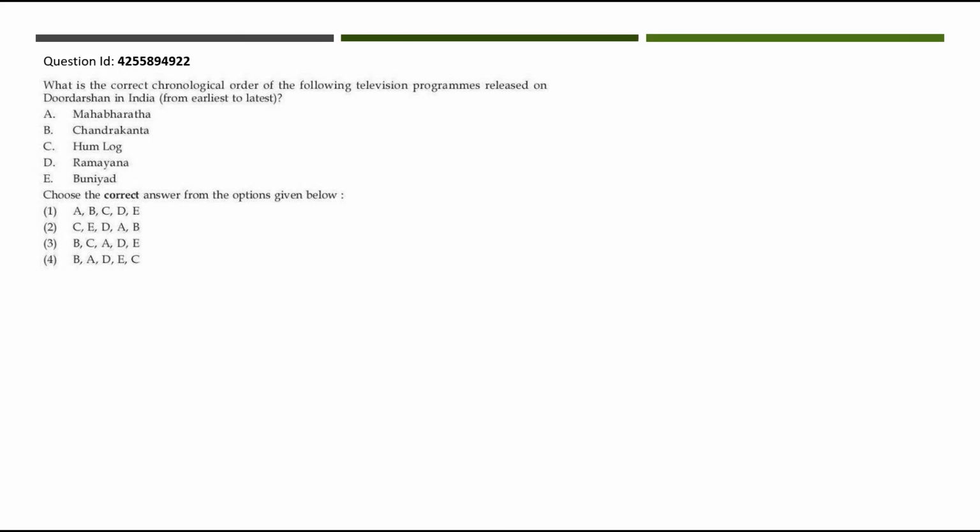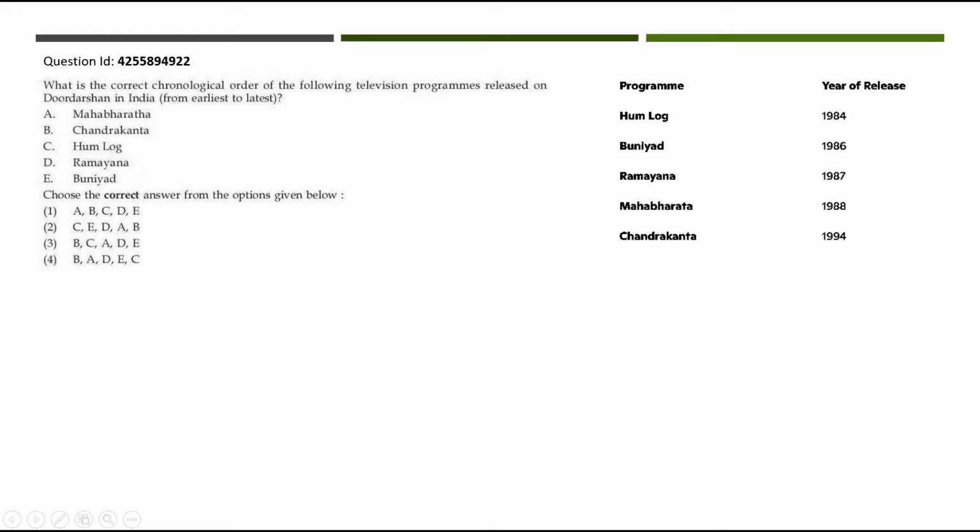Next question, what is the correct chronological order of the following television programs released on Doordarshan in India? From earliest to latest they have asked. So this is the list of program and the year of release. Mahabharata is A, Chandrakanta is B, Hum Log is C, Ramayana is D, Bunyad is E. So here the years are given. Hum Log is 1984, Bunyad is 1986, Ramayana is 1987, Mahabharata is 1988 and Chandrakanta is 1994. The order will be C, E, D, A, B. Option number 2 will be the right answer.